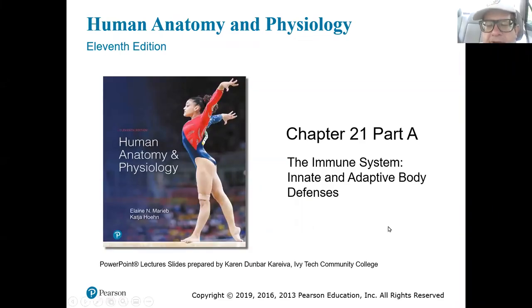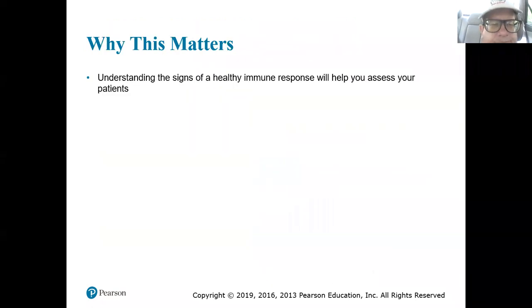Okay, folks, we're going to start on chapter 21, immune system. Let's jump right in here. If you understand the immune response, it'll help you assess your patients. That is our goal here as medical professionals.